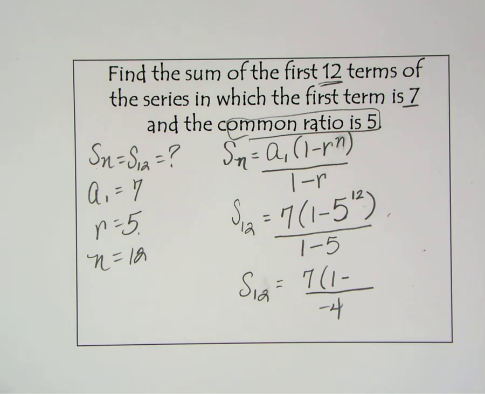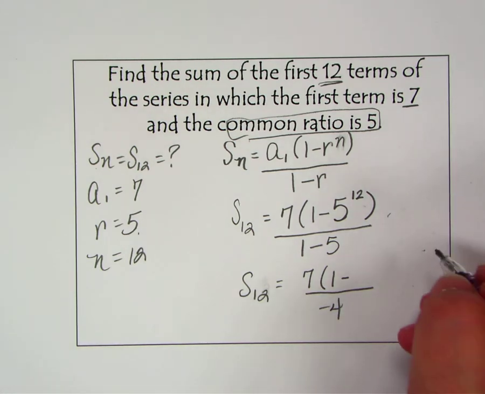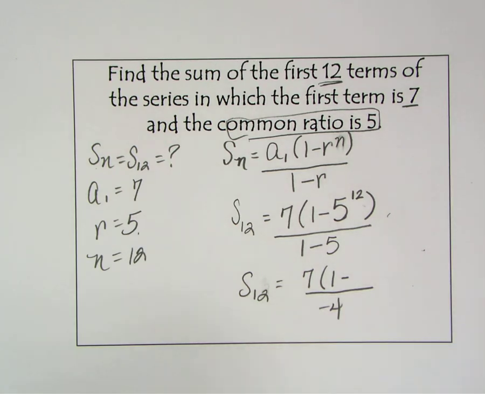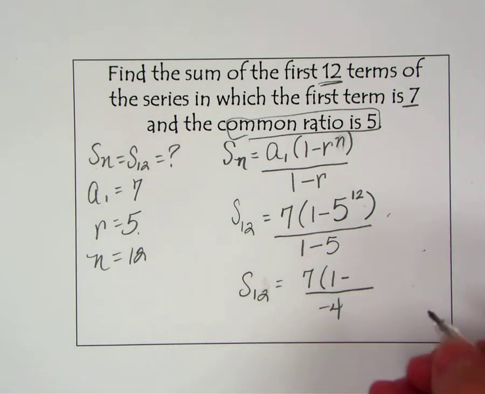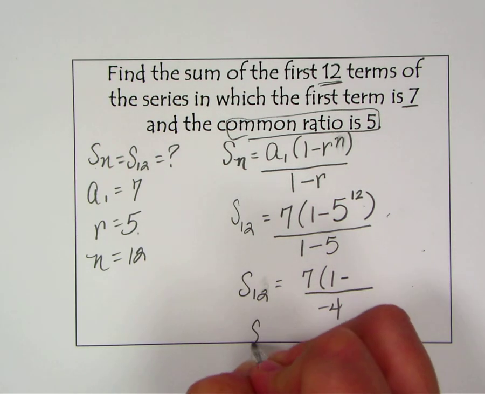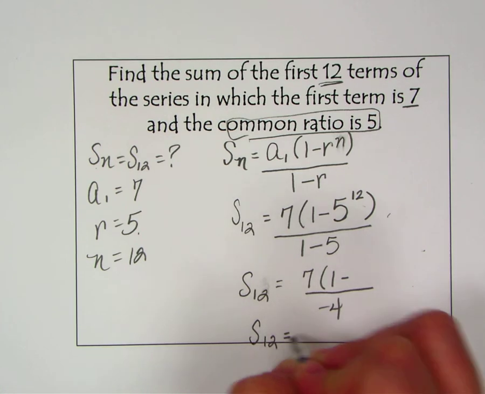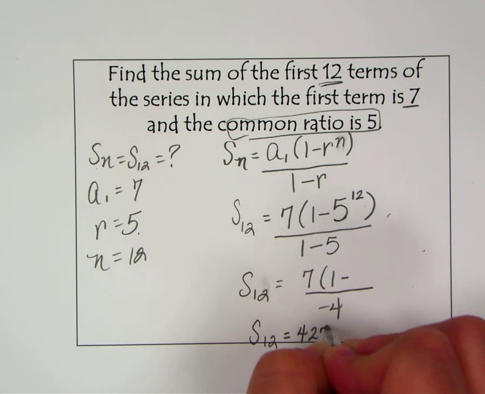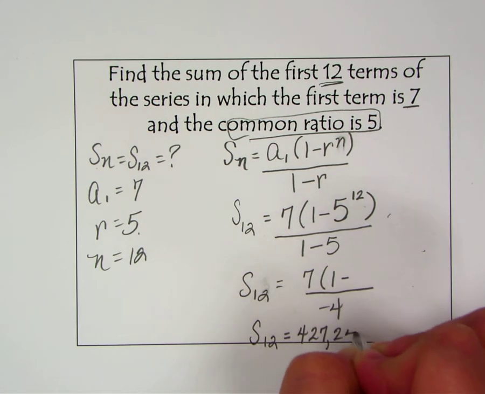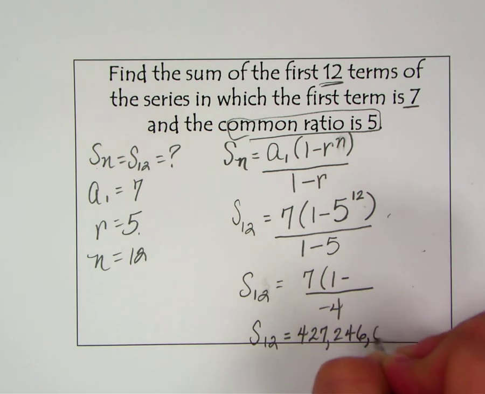So 5 to the 12th power, it's a lot. That's a big, huge number. Okay, if I subtract that from 1, then multiply by 7, then divide by -4, I'm going to get 427,246,092.